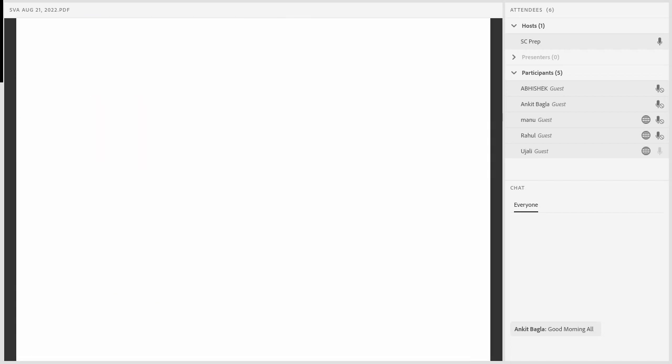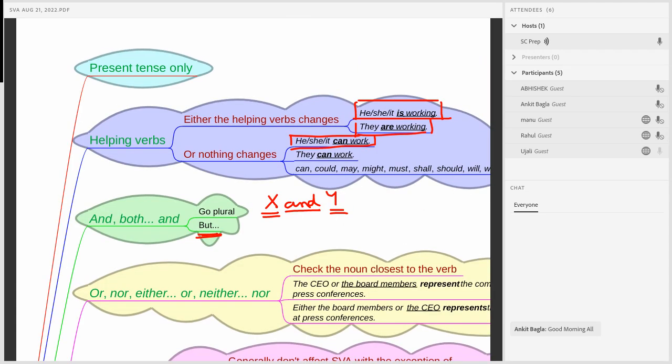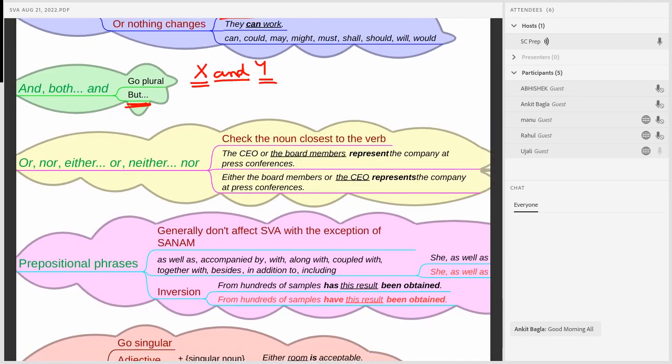Just give me one second. Just going to get back to that example. Yeah, now it'll fit on the screen.